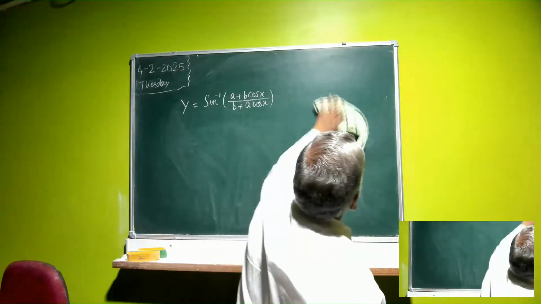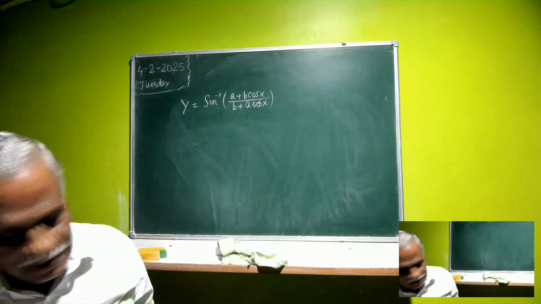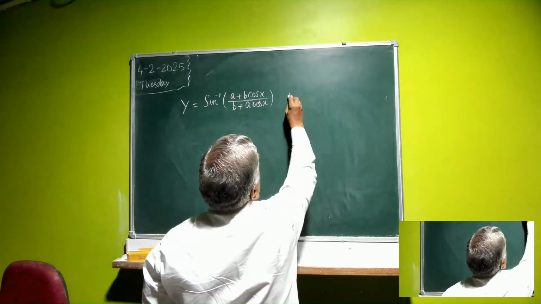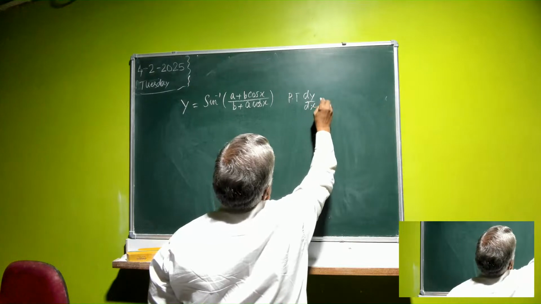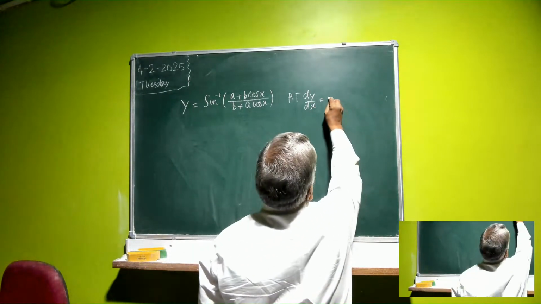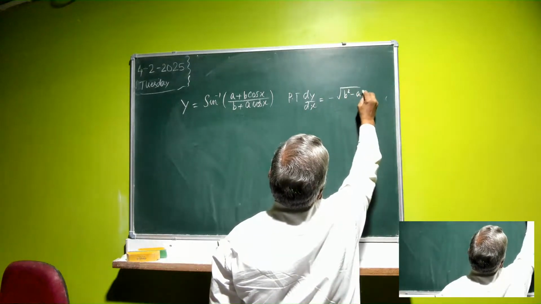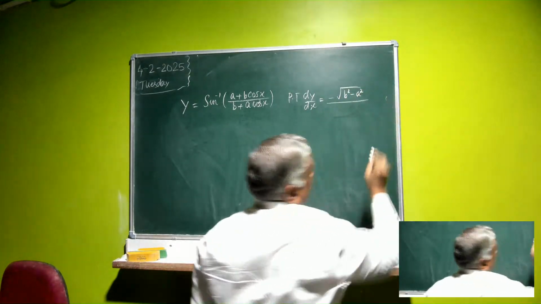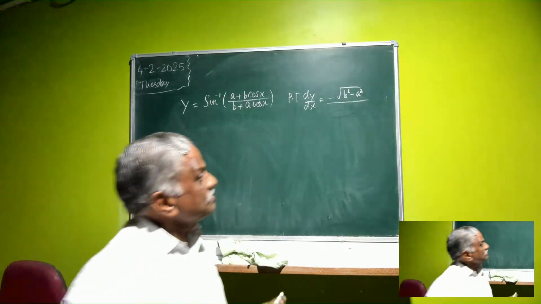y is equal to sin inverse of a plus b cos x over b plus a cos x. Prove that dy by dx is equal to minus root of b square minus a square divided by b plus a cos x.